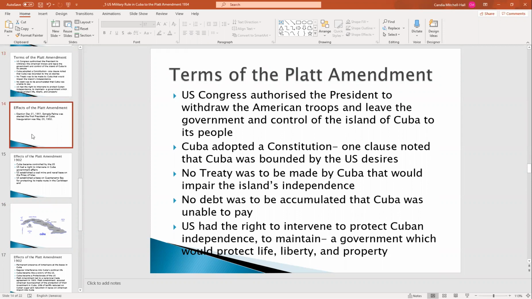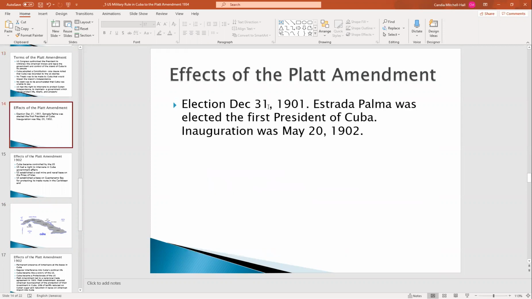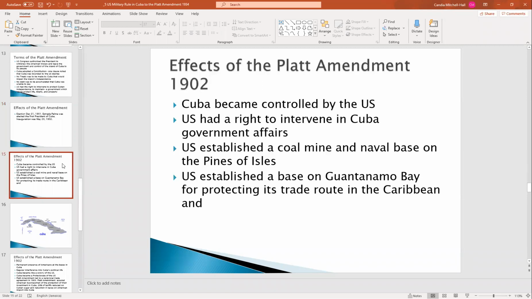On December the 31st, 1901, the first president of Cuba was elected by the people, Estrada Palma, but Estrada Palma had no real powers because of the Platt Amendment. So know the terms of the Platt Amendment and know the effects of the Platt Amendment. Very, very popular question.